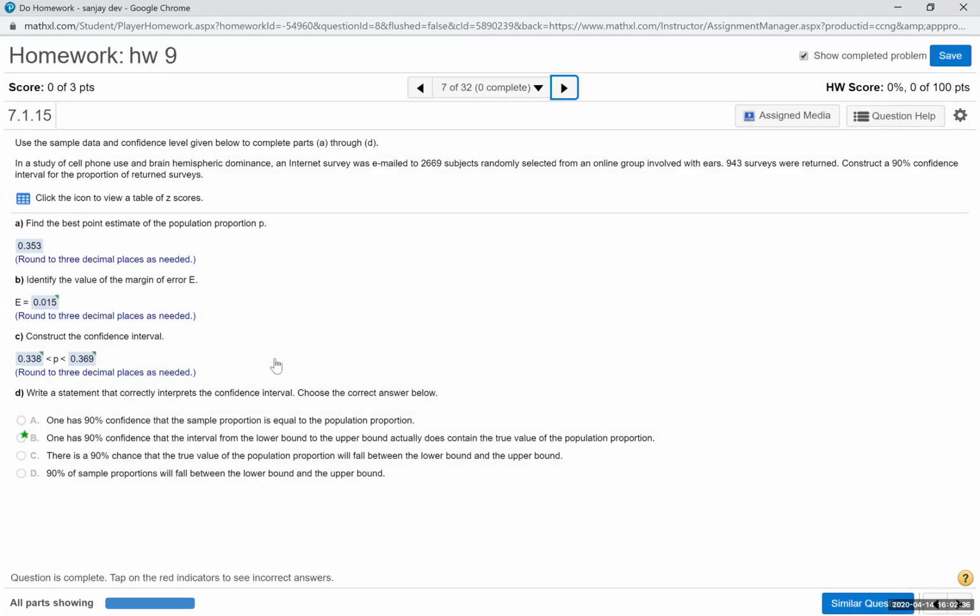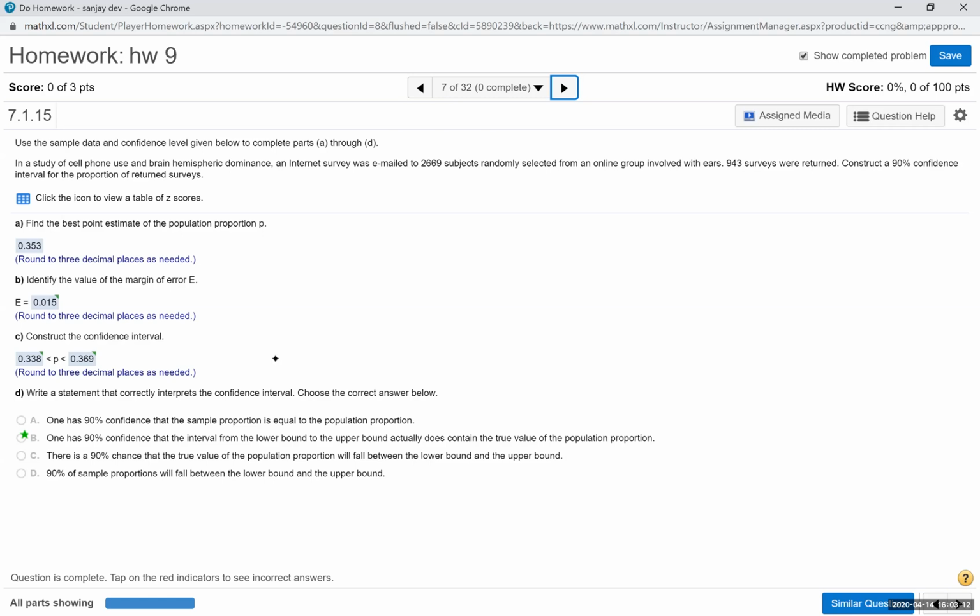Number 7 is the same thing, see? Just go right to the proportion. Okay, one proportion Z interval. What is X? Where is it? 943. Let's see. In a study of cell phone use and brain hemispheric dominance, an internet survey was emailed to 2669 subjects randomly selected from an online group involved with ears. 943 surveys were returned. Construct a 90% confidence interval for the proportion of return surveys. So 943 is X, N is 2669, and C is 0.90.